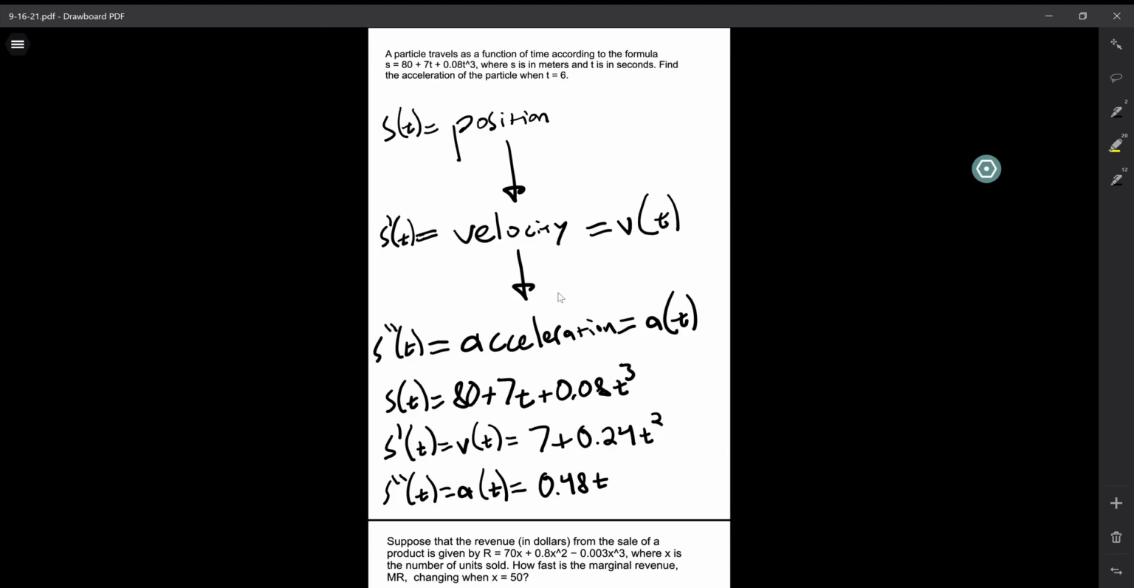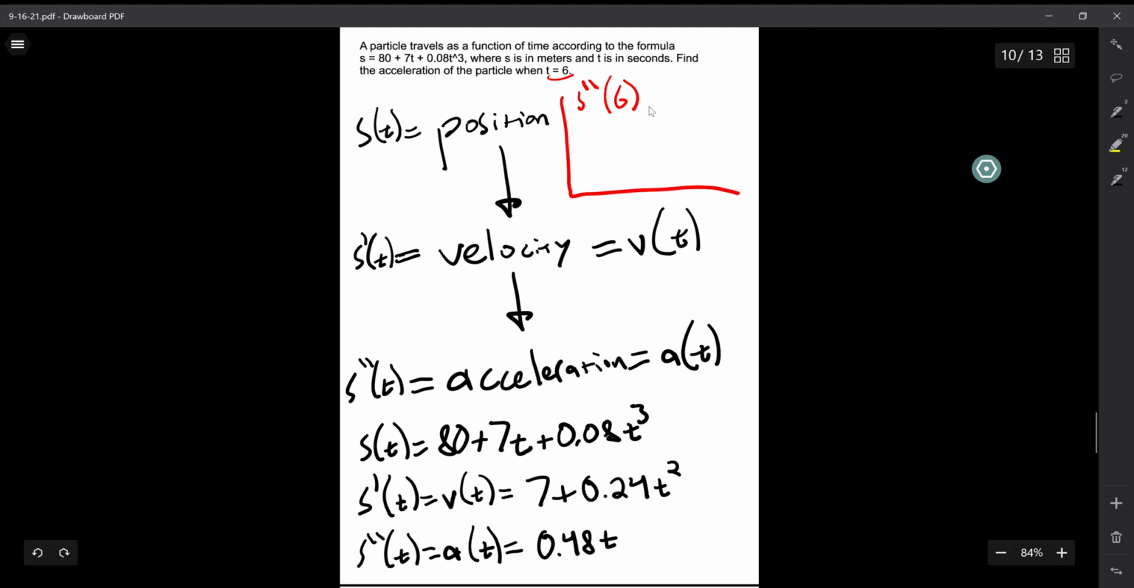Now, since I'm going to find the acceleration when t equals 6, all I do for a final answer is I say, hey, wait a second. This is just s double prime of 6. Hey, that's just 0.48 times 6. And I'm literally going to my calculator right now to figure that out.